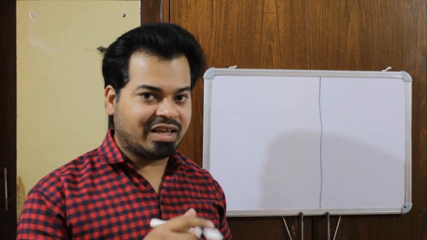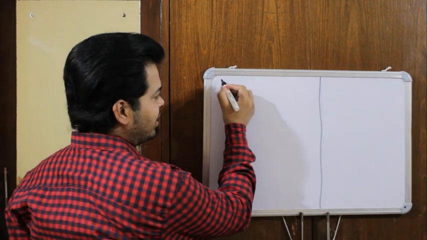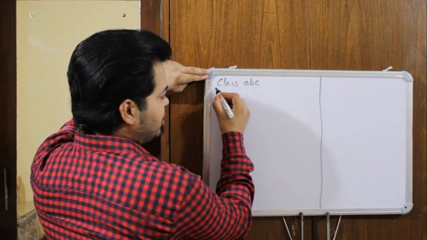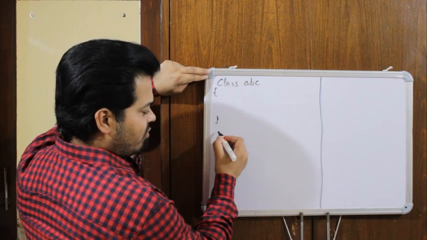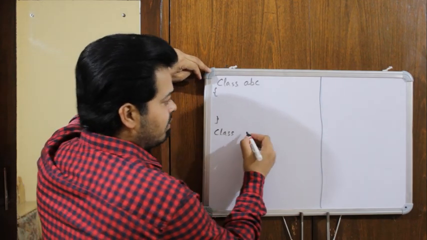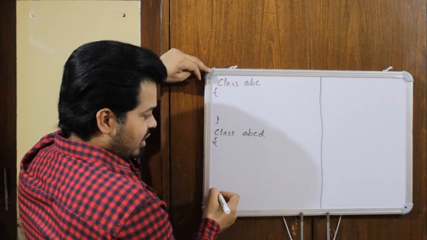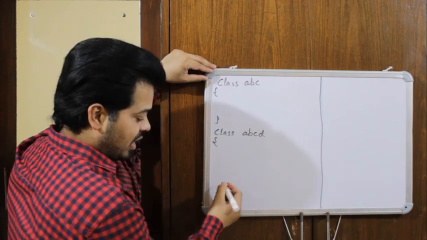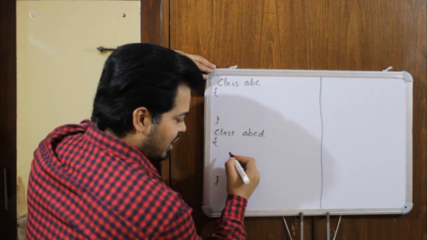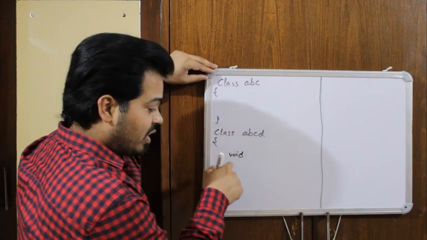As the definition says, you need to create a subclass and a superclass. Let's say this is your one class, class ABC, and let's say you have one more class, the subclass, which is nothing but ABCD. Now, as the definition says, developing a method in the subclass with the same name and signature as in the superclass, in your subclass you are creating a method.